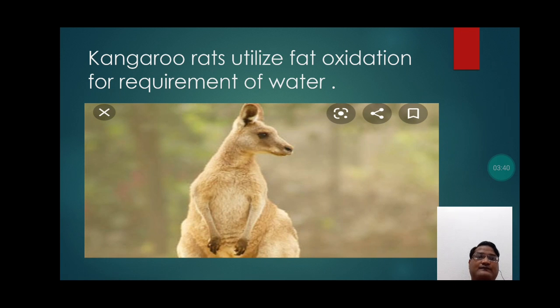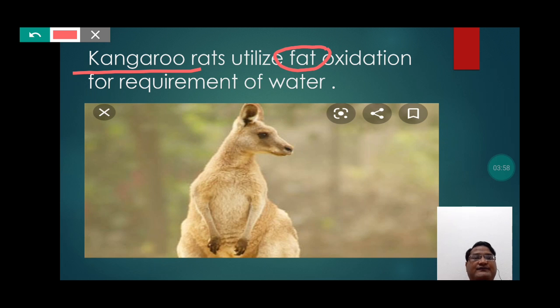Kangaroo rats utilize fat oxidation for requirement of water. So students, the kangaroo rats utilize the fat oxidation for the requirement of water.